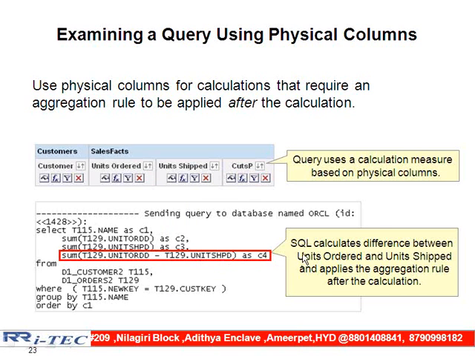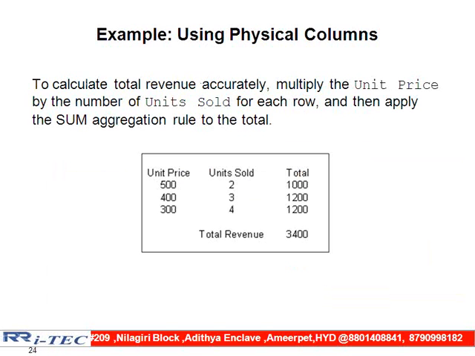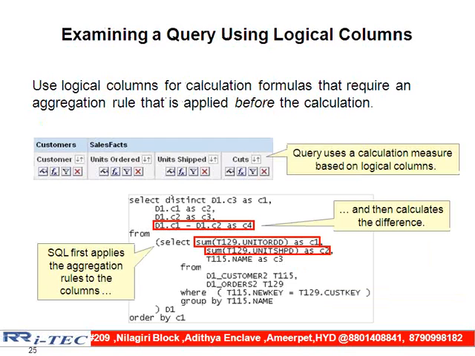I have given this point also exclusively. SQL calculates the difference between units ordered and units shipped and applies the aggregation rule after the calculation. What did I use here, sir? Cuts P. Cuts P means physical columns. Okay. Next, if you see this one, here what did I use, sir? Cuts. Whenever I use cuts, what is it doing, sir? First it is summing, then whatever results we got, it is subtracting. That also I have given here. So SQL first applies the aggregation rules to the columns and then calculates the difference.